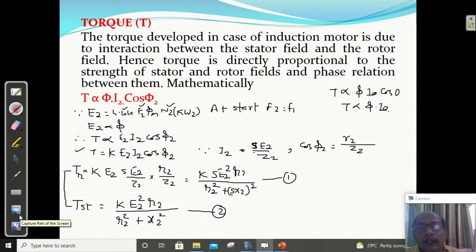Now we will study the next expression, the condition for maximum torque.